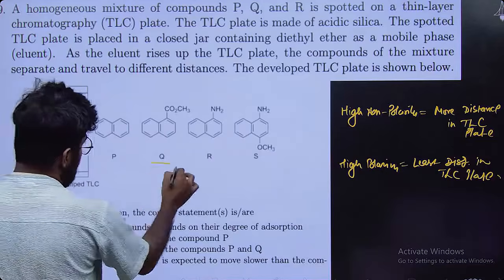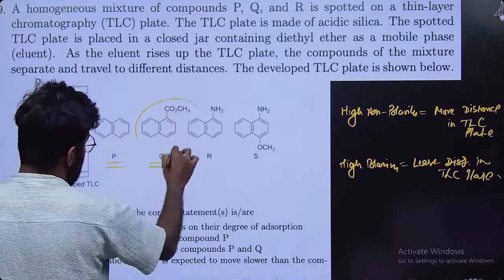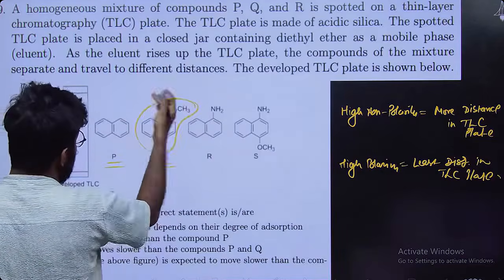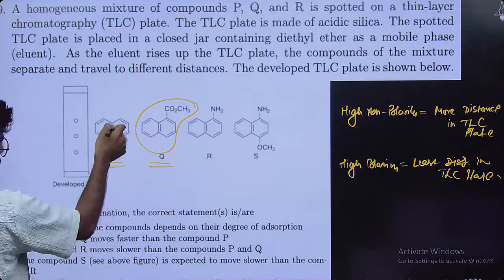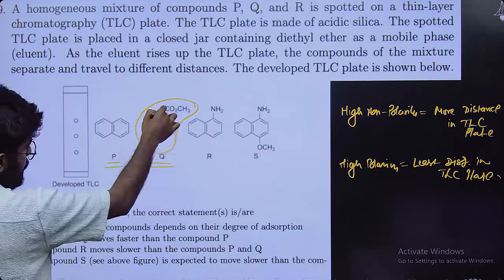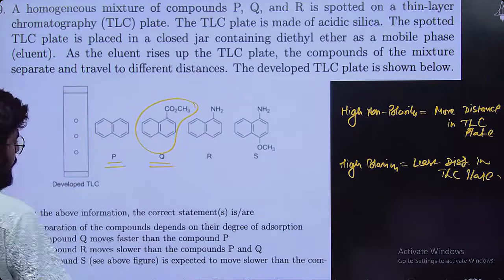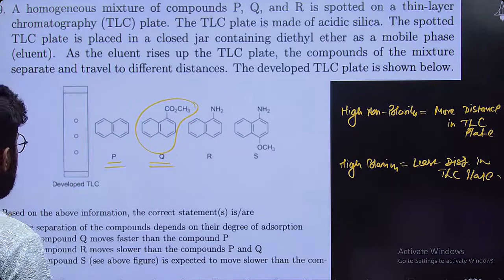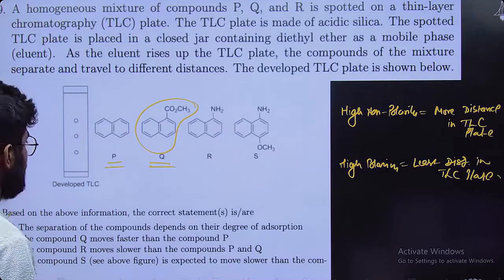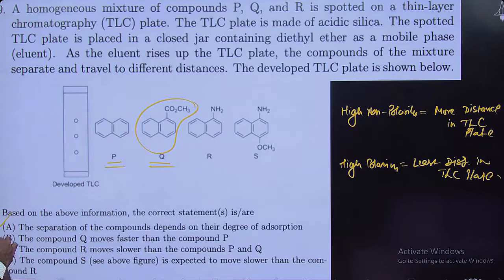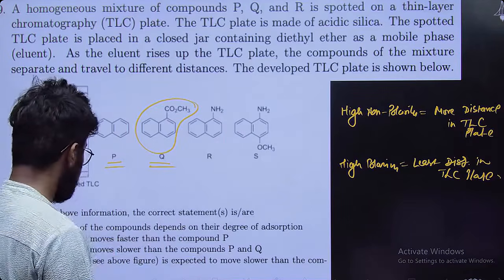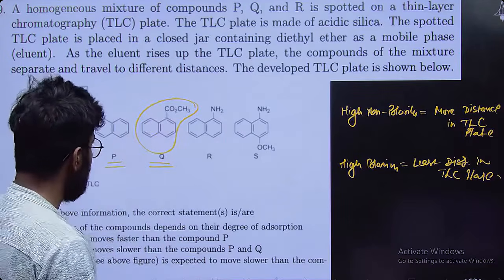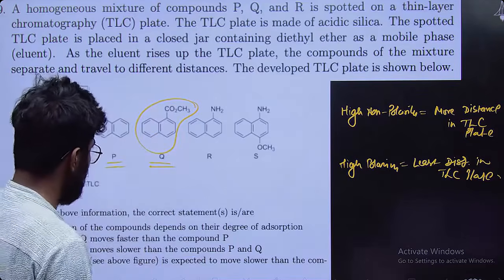So this is Q, this is P. So Q is basically relatively slightly more polar as compared to naphthalene, right? This is naphthalene and this is a substituted naphthalene. Obviously, due to this group, the polarity is high, so it will move slower. So Q moves slower as compared to P. So I don't think that this is the correct option. This is incorrect. So the compound Q moves faster than compound P? No, because this is slightly polar as compared to P, it will move slower, right?